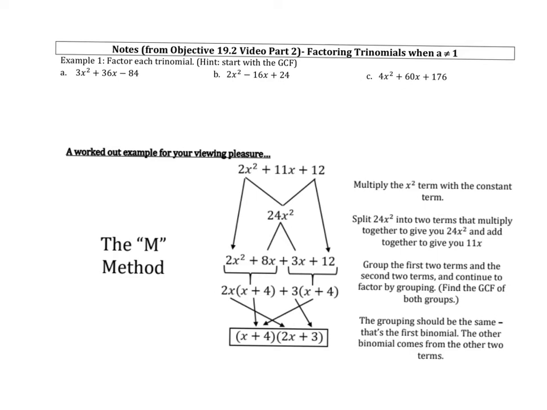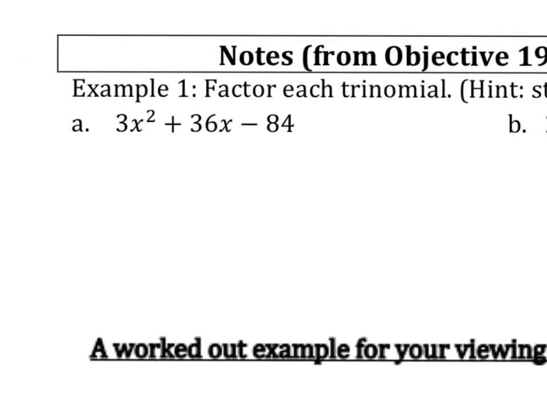This video goes over the notes from section 19.2, part 2, factoring trinomials when a is not 1. So the first thing I want to point out is that anytime you are factoring, you always need to check for a GCF. So if you take a look at example 1a, we notice that all three of those terms are divisible by 3. So the first thing we're going to do is factor out that 3.